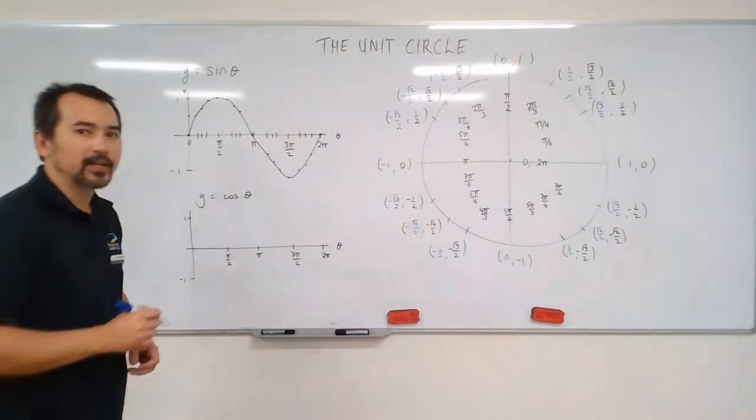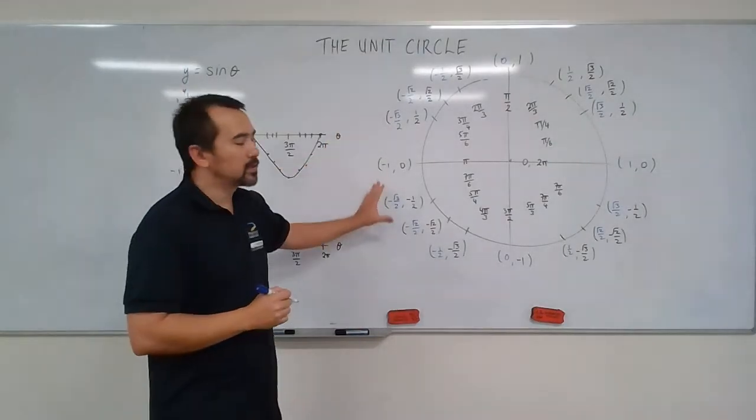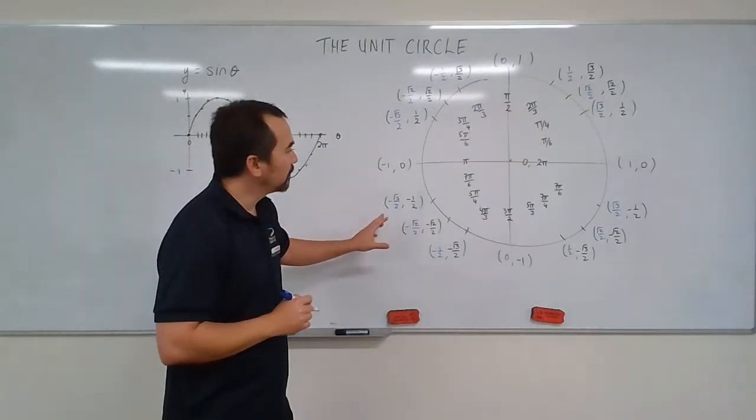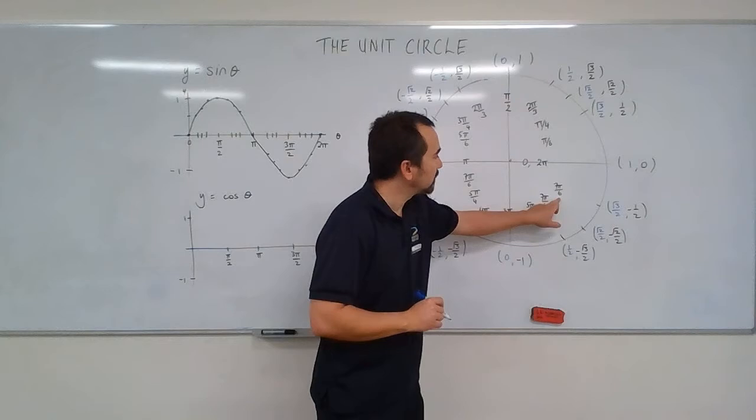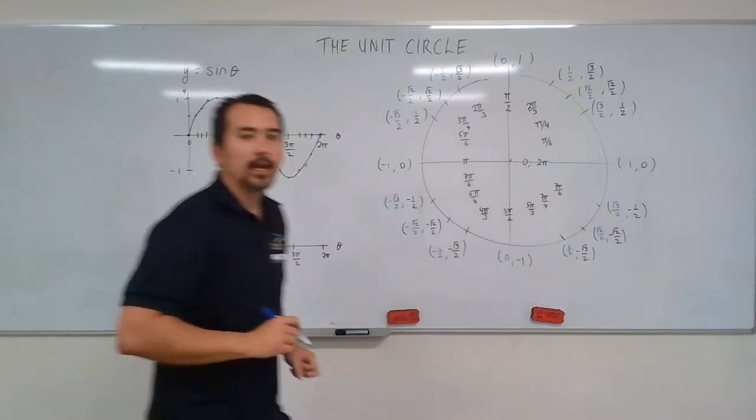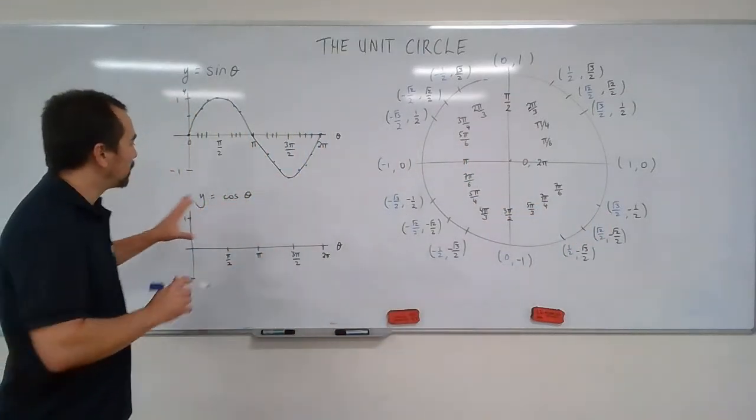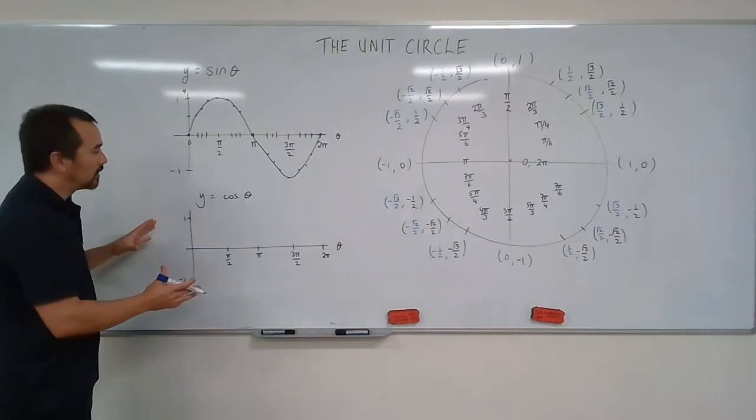Okay, let's do the cosine curve. I've put in all the cosine values in blue marker. The cosine of 7 pi on 4 is root 2 on 2. The cosine of 7 pi on 6 is root 3 on 2. And let's see if we can take those coordinates and plot it onto the cosine curve.